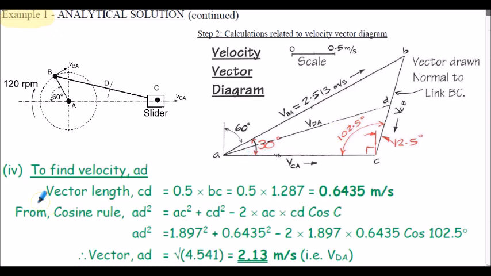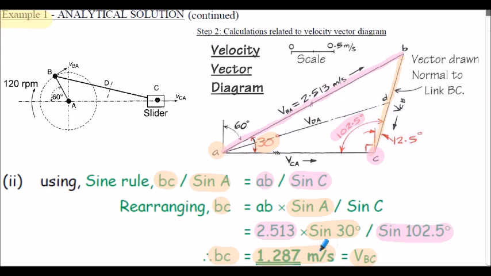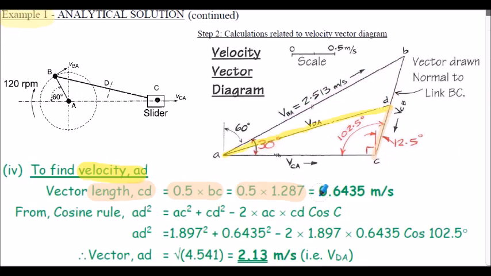Example 1 continued. Now we're going to find velocity AD. This is velocity AD. And here I'm going to use the cosine rule. Here's the vector CD. From the question we know point D is halfway along BC, so 0.5 of BC, that's 0.5 of 1.287. 1.287 is the length of BC, calculated here. So vector length CD is 0.6435 meters per second. Now I'm going to use the cosine rule to find length AD, because I have an angle and I have the adjacent sides to the angle. I have VCA and VCD.